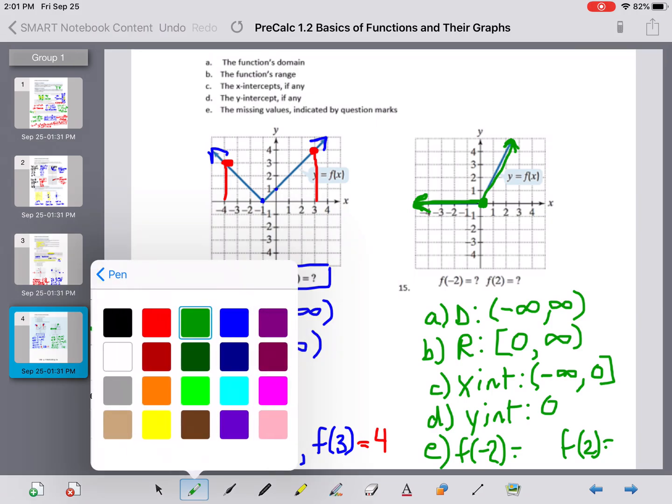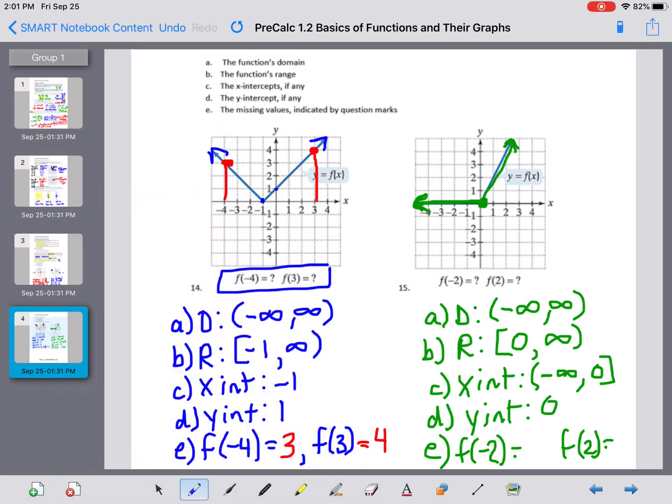All right, now it asks me to check for two values, f of -2. So remember, -2 is my x value, so I go to -2. What is my y value at that time? Well, the y value is 0. F of 2, I go to f of 2. What is my y value there, if I can read through my scribbling over there? And it looks like I'm up at 4.